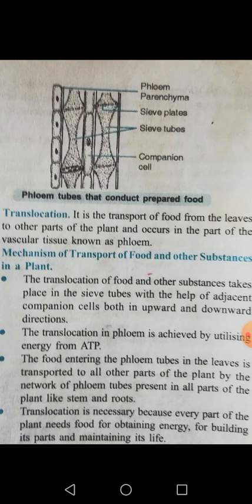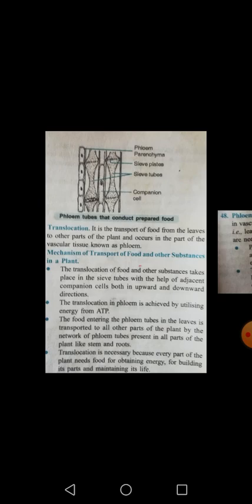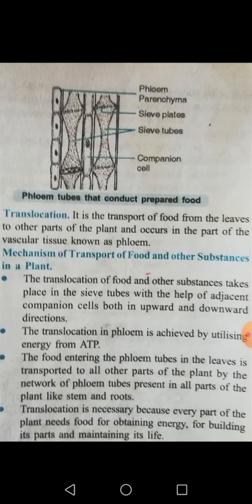And which tissue helps in the translocation? Phloem is the tissue which helps in the process of translocation. Now I am coming to the last point.